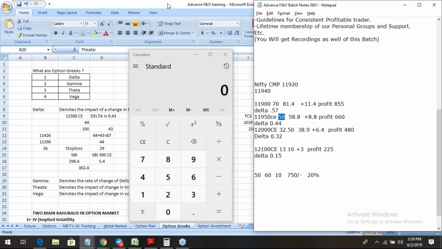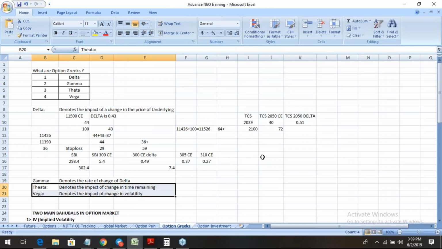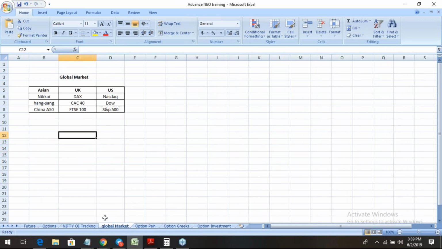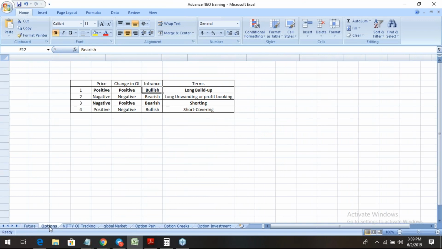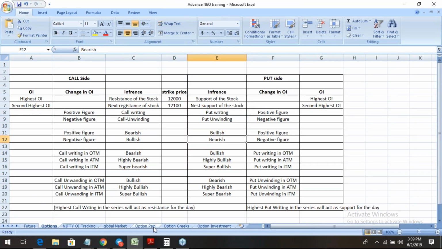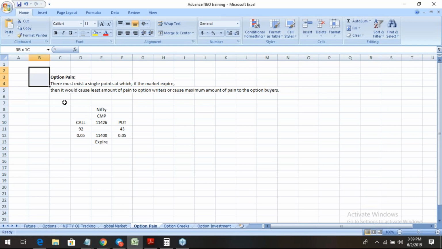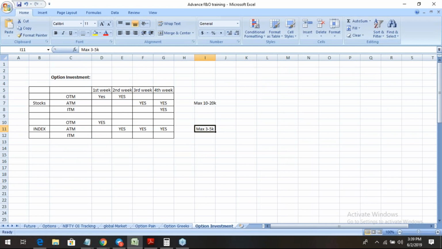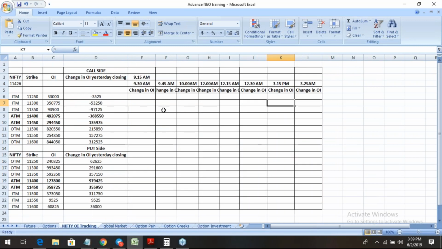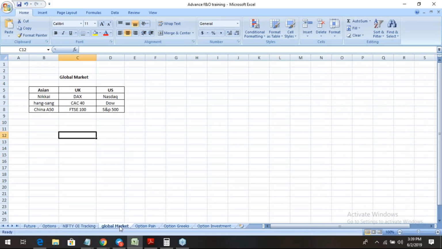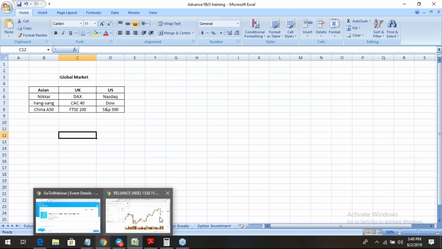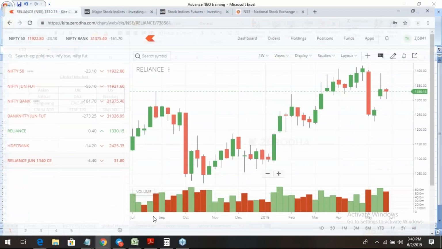Any questions? Any doubts till now? Global market understood, everyone? Futures, options. The option penny, it's not much important. Investments. Yes, everything clear till now. What about others? Everyone clear till now? Or need to explain anything?